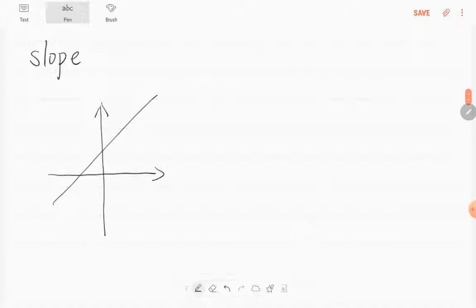Now we want to use slope to describe the steepness of a straight line. Here is a line which goes up from left to right. The line goes up from left to right. Then we say this line has a positive slope.